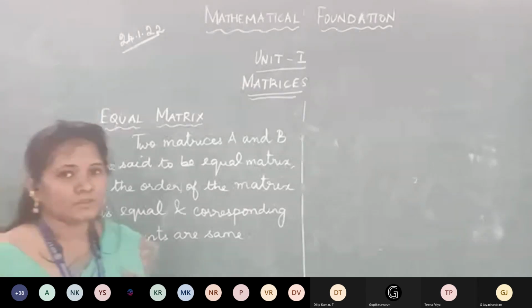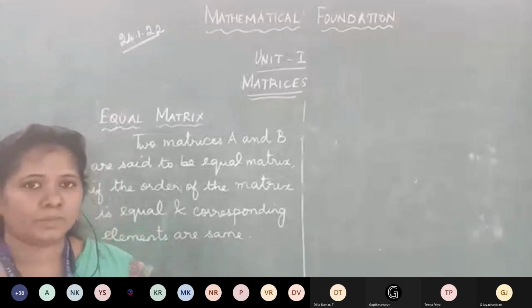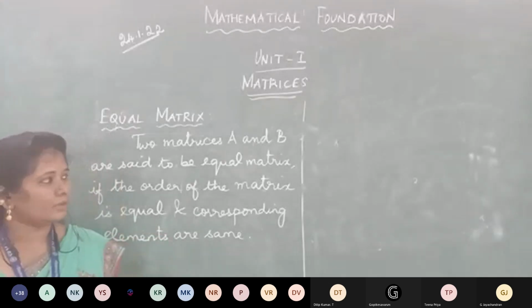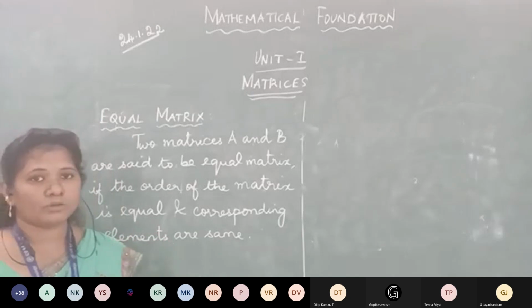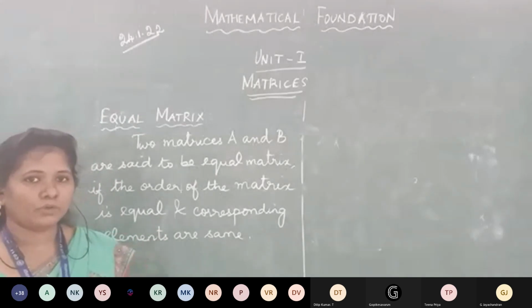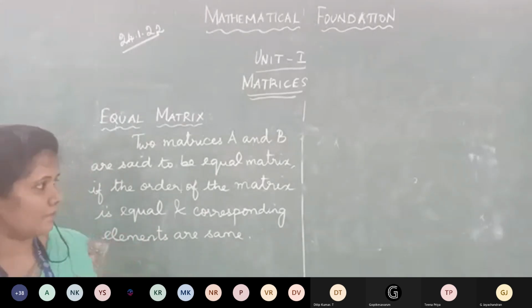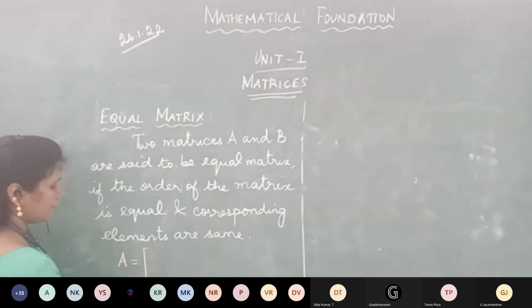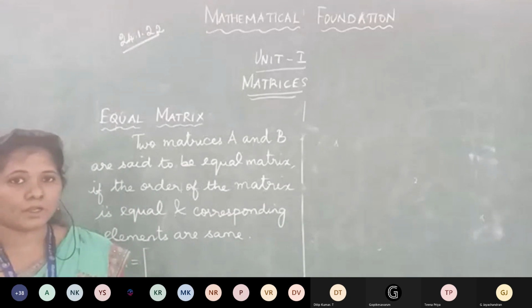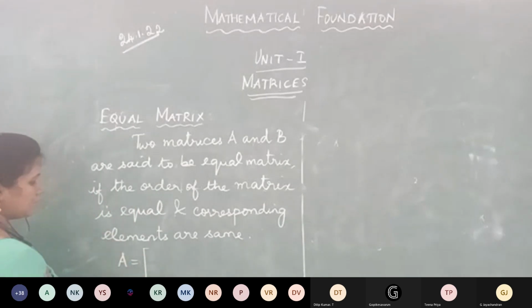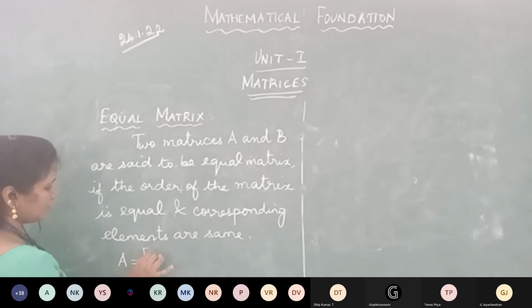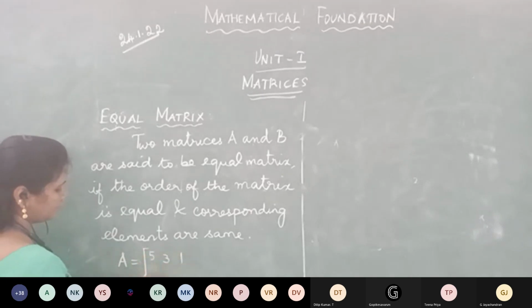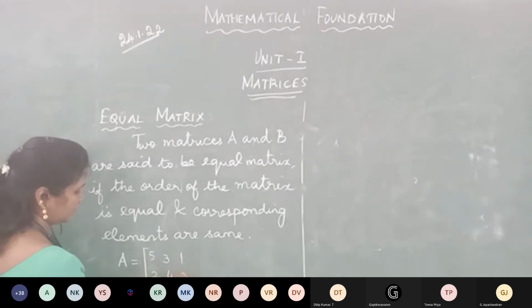So for an equal matrix, you can give an example, your A and B with the same elements. If so, that will be an equal matrix and your order also has to be same. Want me to do an example? You can write an example by yourself. You can write one A matrix. I will do 2 cross 3. 2 cross 3 means it will be 2 rows and 3 columns. So I will put some values like 5, 3, 1, and 2, 4, and 3.